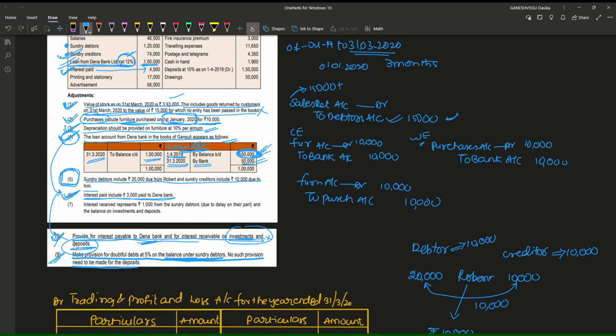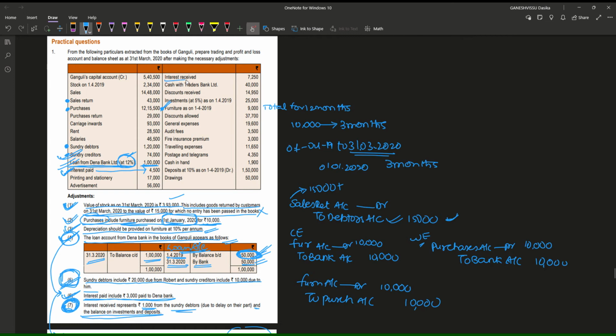We have completed the ninth adjustment, and the fifth adjustment also. Only the seventh adjustment is outstanding, right? Let us see. Interest received represents rupees 1,000 from the sundry debtors, and the balance on the investments and deposits. Let us see now.